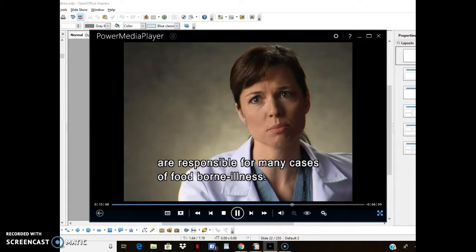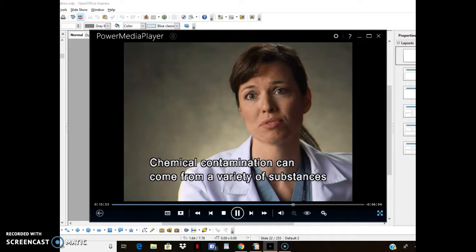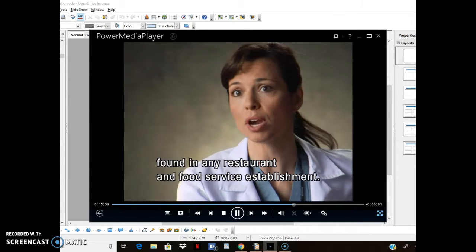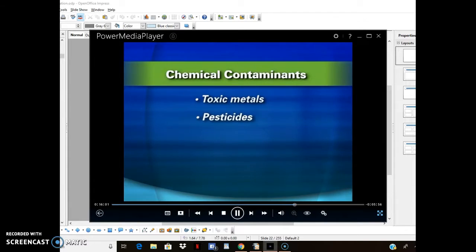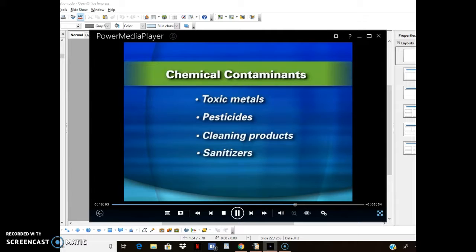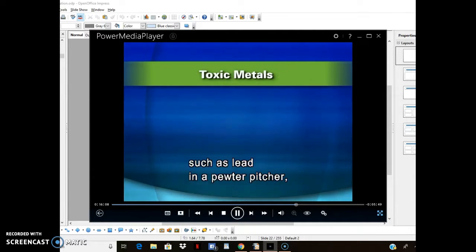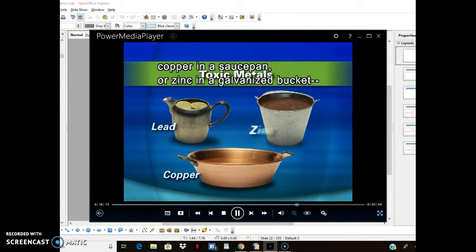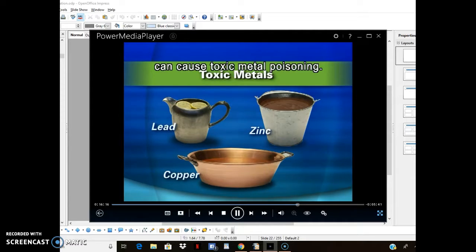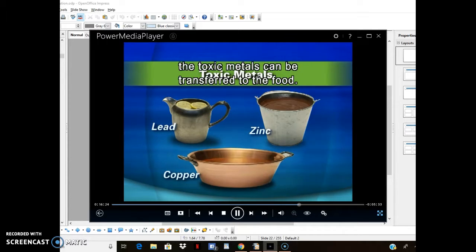Chemical contaminants are responsible for many cases of foodborne illness. Chemical contamination can come from a variety of substances found in any restaurant and food service establishment. These include toxic metals, pesticides, cleaning products, sanitizers, and lubricants. Utensils and equipment containing toxic metals, such as lead in a pewter pitcher, copper in a saucepan, or zinc in a galvanized bucket, can cause toxic metal poisoning. If acidic food is stored in or prepared with this equipment, the toxic metals can be transferred to the food.